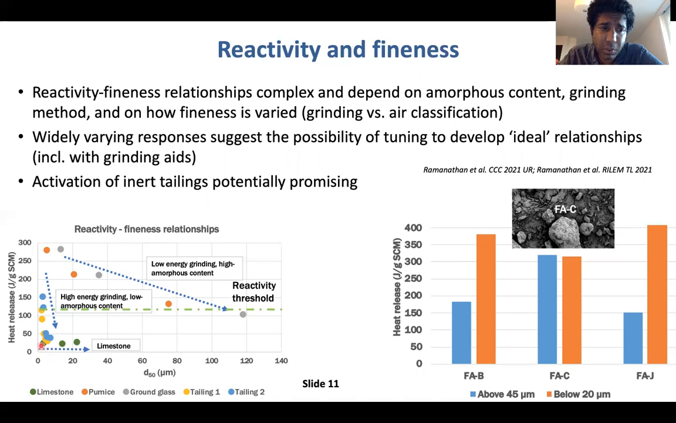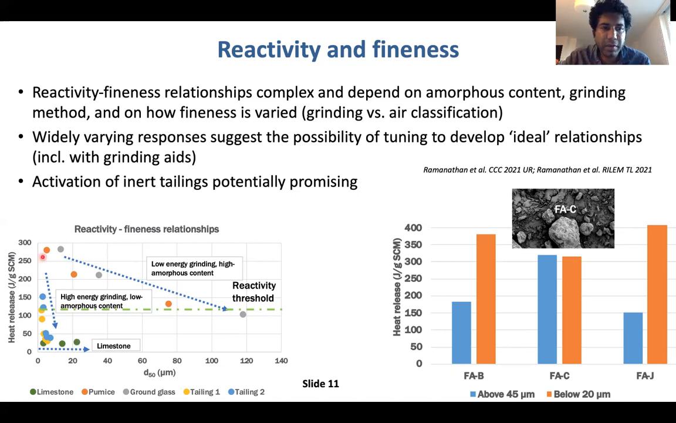Differently, you see that for the limestone, the change in D50 doesn't actually do anything. It's still completely inert. And of course, the change in fineness in the limestone will affect concrete properties. We are just talking about the pozzolanic or latent hydraulic reactivity.